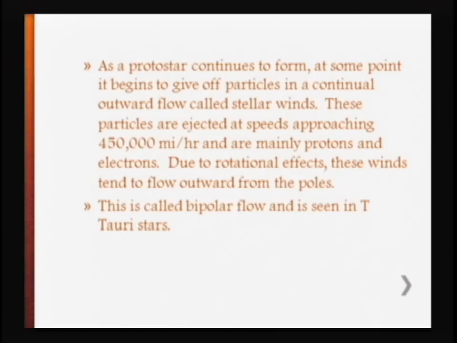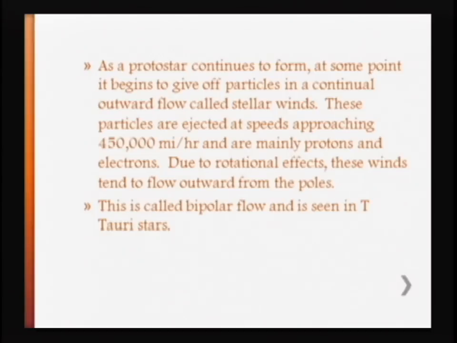Now, at some point as that protostar continues to form and the core continues to collapse and the rest of the star tends to be sitting right on the core itself, we're going to have that star giving off particles in a continuous outward flow. And those are called the solar winds. We alluded to those and certainly talked about those relative to the sun. But we also find solar winds are formed at the beginning too.